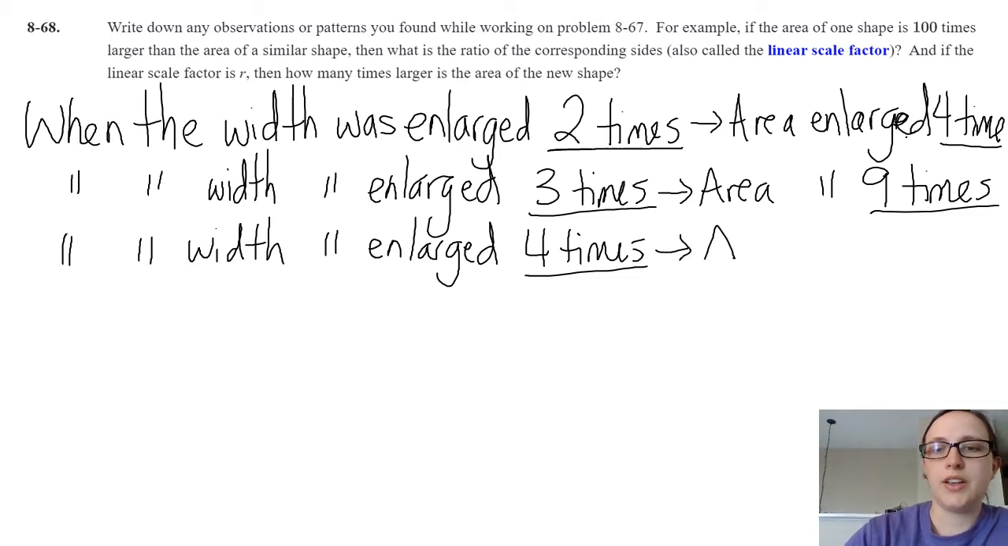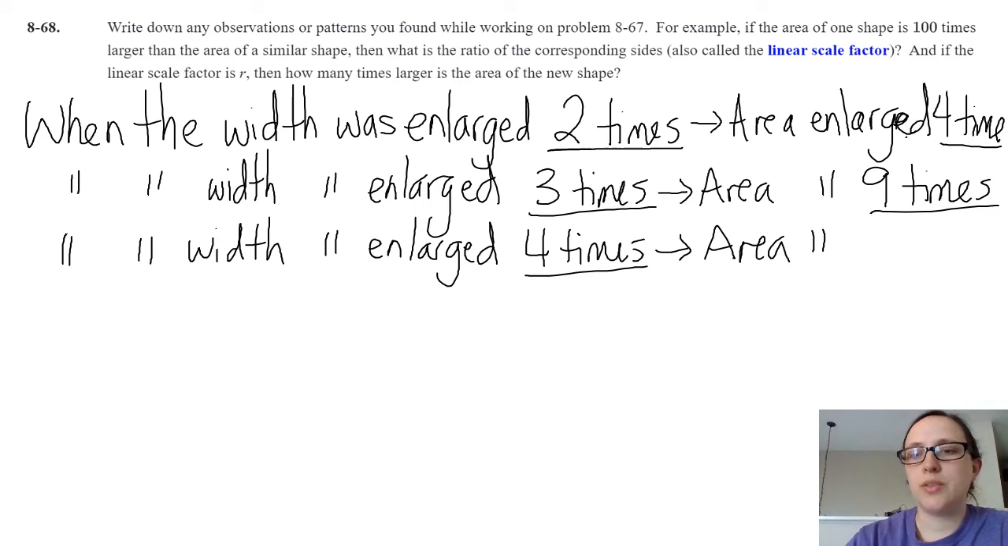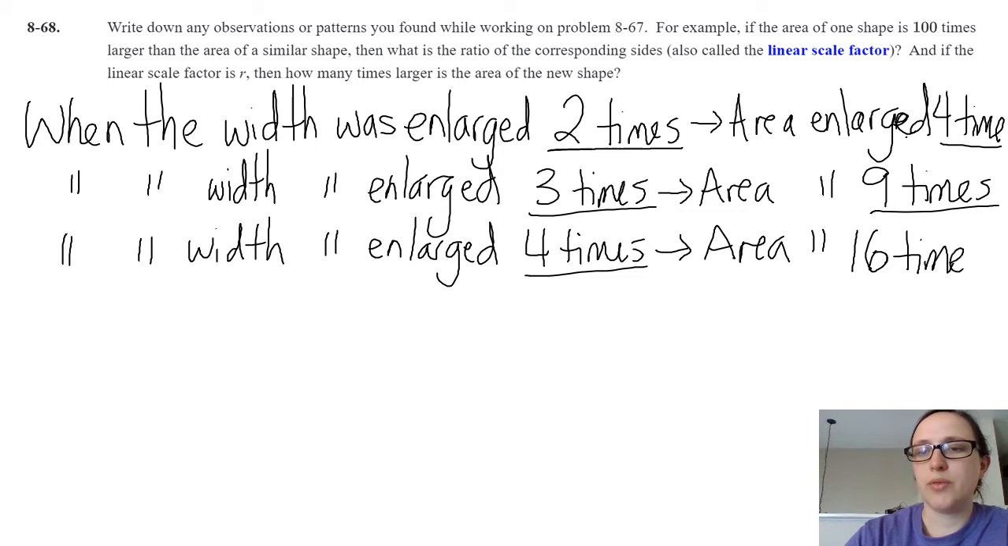Then the area was enlarged by 16 times. So as our last example, when we had a width that was 4 times bigger, we could fit 16 triangles in there.